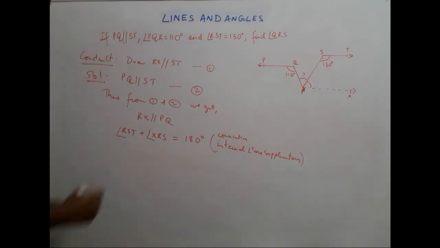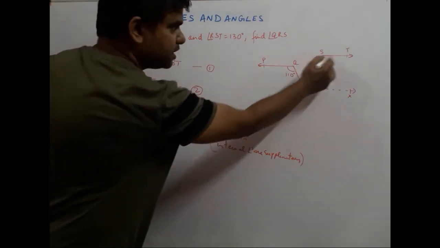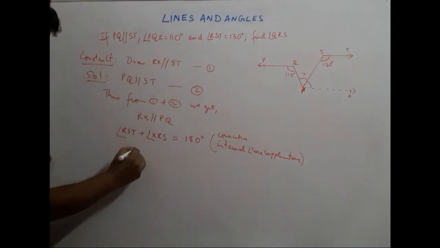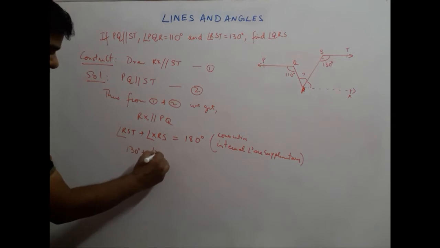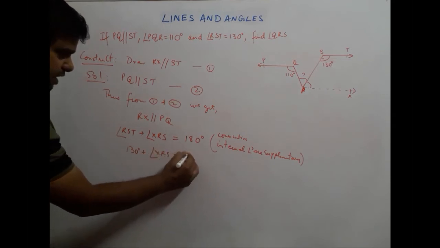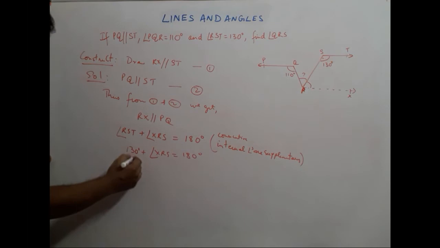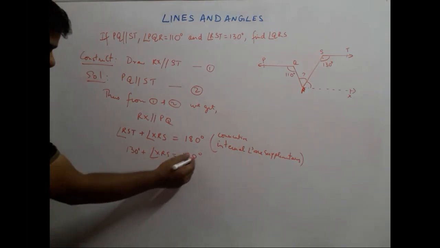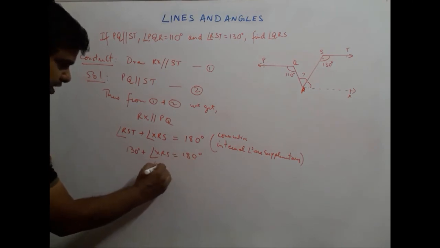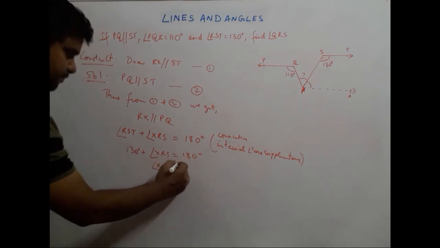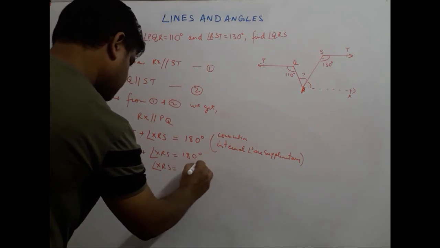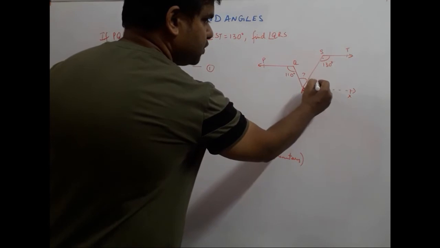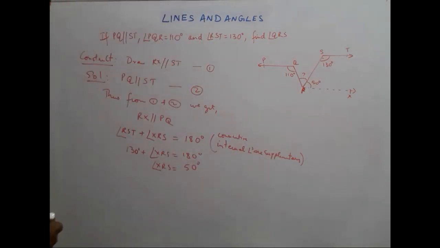Got it? So RST we have been given as 130 degrees. So we write 130 degrees, XRS is what we need to find, 180 degrees over here. We take this on the other side, the sign of 130 changes from positive to negative when we take it on the other side, and we get XRS is equal to 50 degrees. So this particular angle now we have got as 50 degrees.